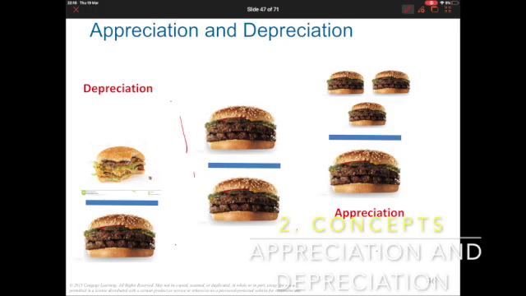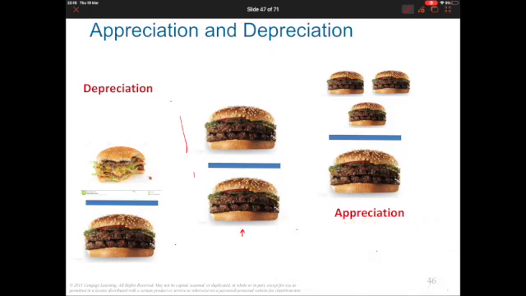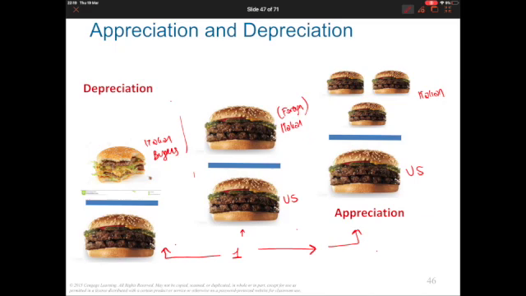Let us now discuss the concept of appreciation and depreciation for the real exchange rate. So we start from a scenario where we have an exchange rate between a US burger and an Italian burger, Italian I mean foreign, of 1. Then the real exchange rate appreciates when for one US burger you get more Italian burgers, and depreciates when for one US burger you get fewer Italian burgers. Again, it is a relative concept.